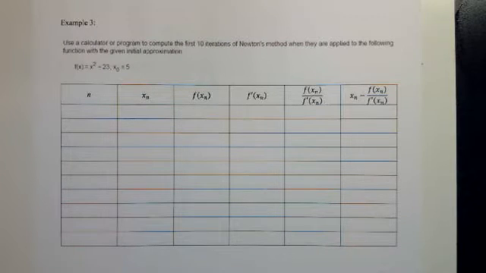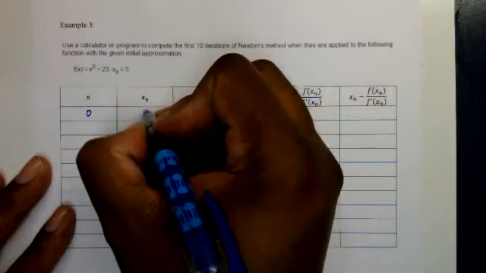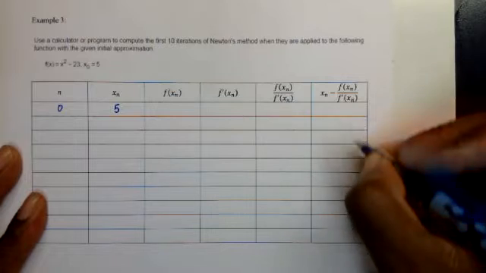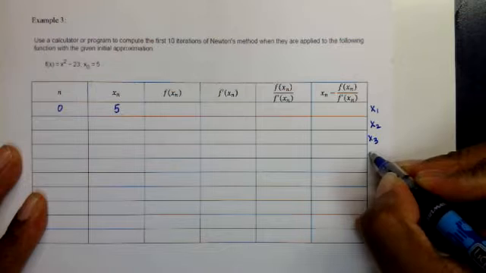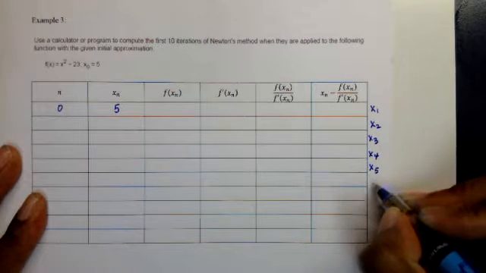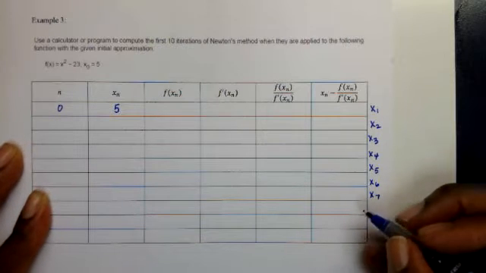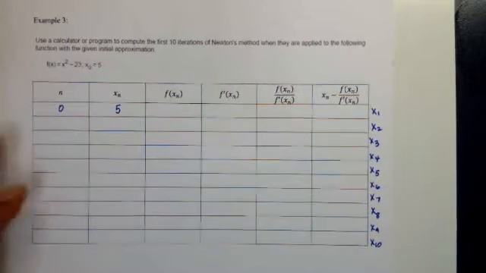So in this case, we got f of x is equal to x squared minus 23. And in this case, x sub 0 is going to be 5. So that tells me n is going to be 0, and then x sub 0 is going to be 5. So we're looking for the first 10 iterations. That means what I get in this final column starts with x1, x2, x3, x4, x5, x7, x8, x9, and x10. Okay.